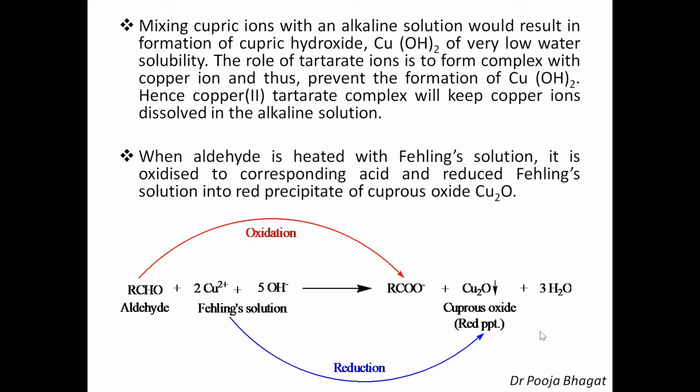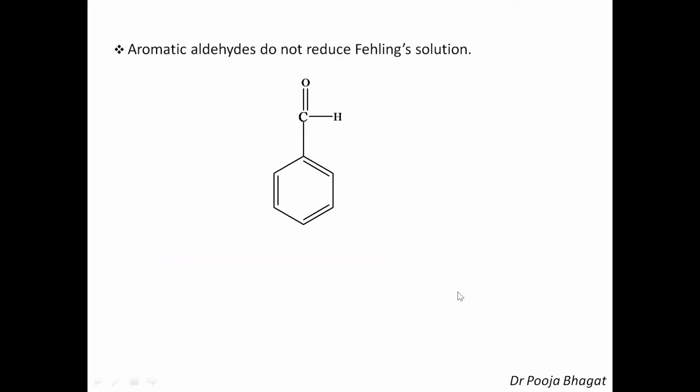So if the compound is an aldehyde, then you will get a red precipitate when you treat your compound with the Fehling solution. Now, aromatic aldehydes do not reduce Fehling solution. Let's see the example of benzaldehyde, the simplest aromatic aldehyde. If you heat benzaldehyde with the Fehling solution, although it is an aldehyde group, it will not give a red precipitate. Now, what is the reason behind this?